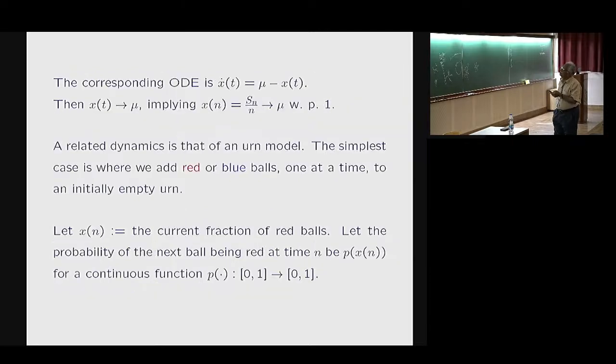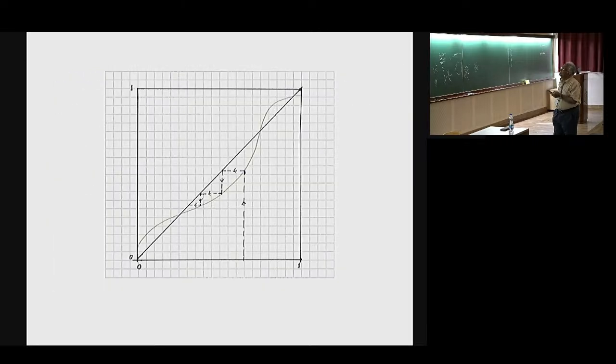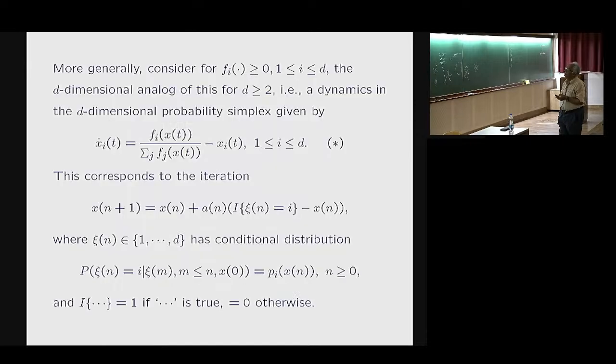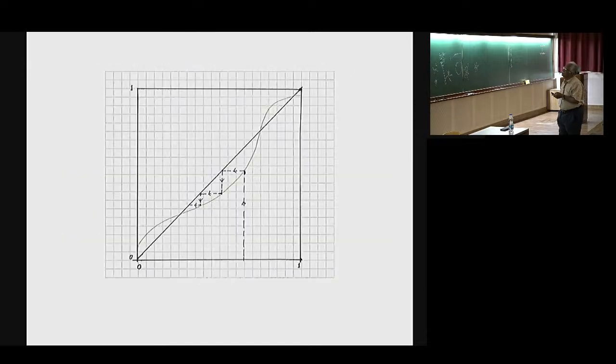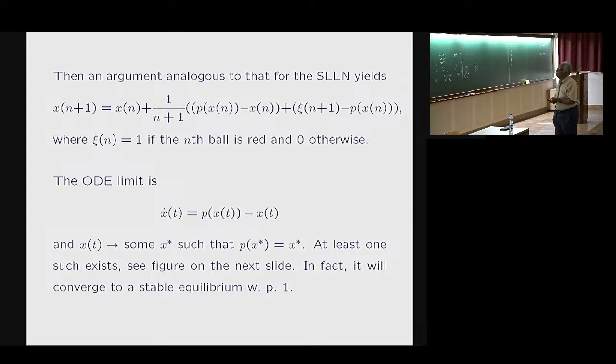So that leads to this picture. This P is a function from [0,1] to [0,1], so it will have at least one fixed point, assuming continuity. So there will be at least one x star, so that P(x star) is x star, and this equation being a scalar bounded equation, it has to converge, and it will converge to some x star.